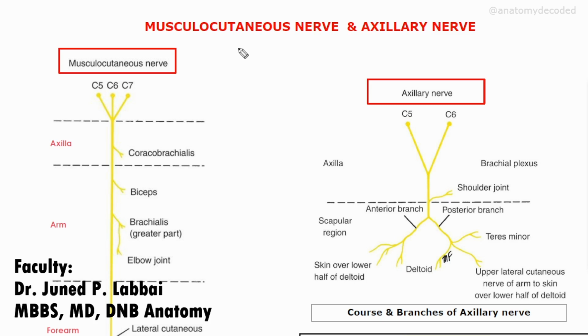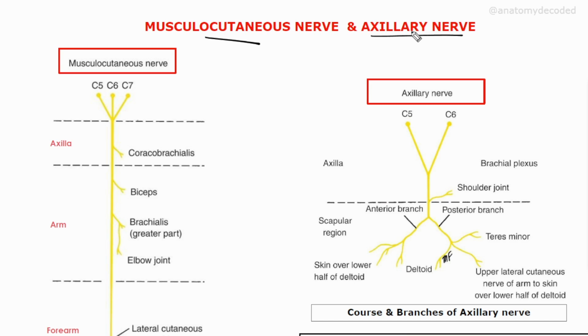Hello everyone, in this session we'll be learning about the musculocutaneous nerve and the axillary nerve. In the previous three videos we covered the major nerves of the upper limb: the median nerve, radial nerve, and ulnar nerve. Those nerves are frequently asked as long questions, and these two nerves may be asked as a short note. That's why we are covering this in this video. Let's start with the musculocutaneous nerve.